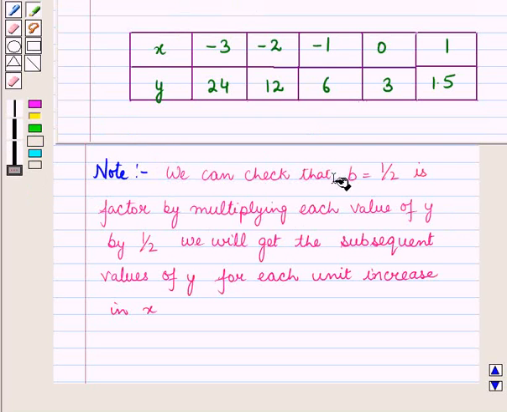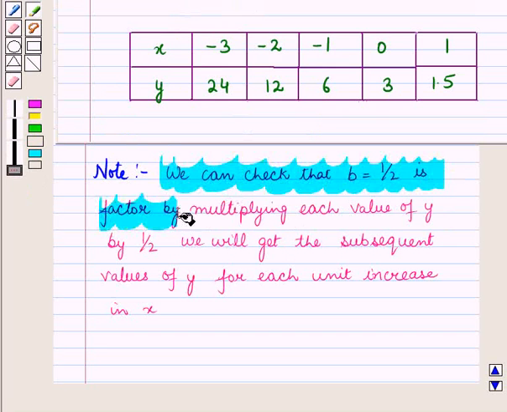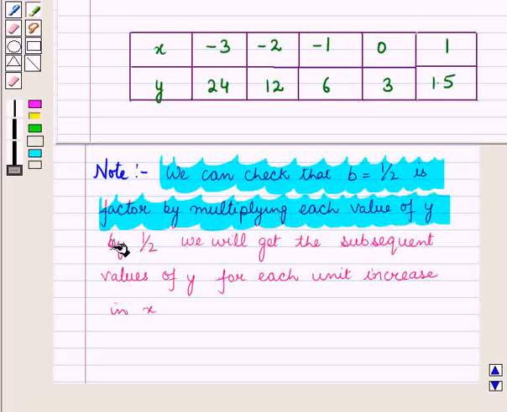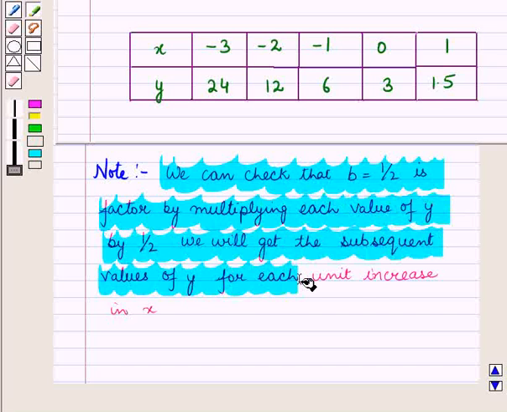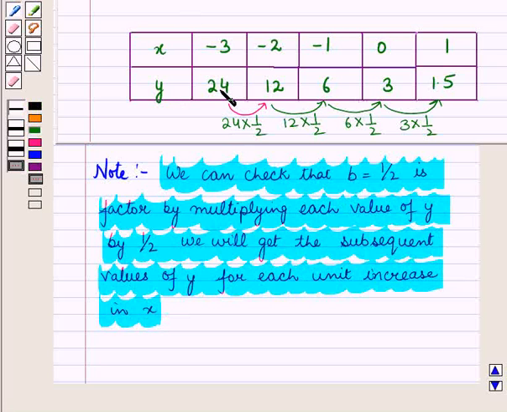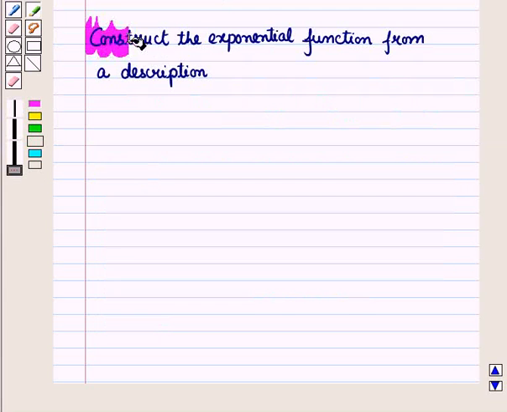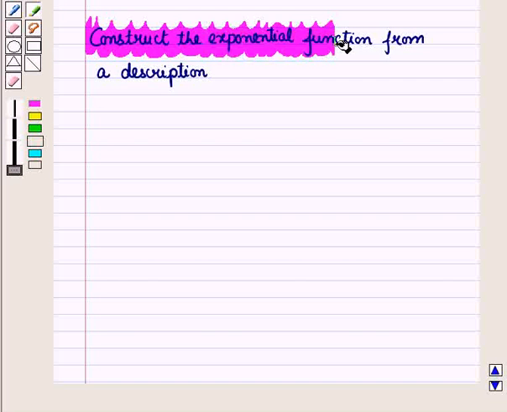Now we can also check that b is equal to 1/2 is the factor by multiplying each value of y by 1/2. We will get the subsequent values of y for each unit increase in x. Now here you can see 24 into 1/2 is 12. 12 into 1/2 is 6. 6 into 1/2 is 3. And 3 into 1/2 is 1.5.